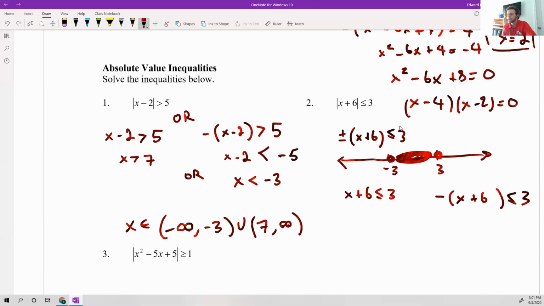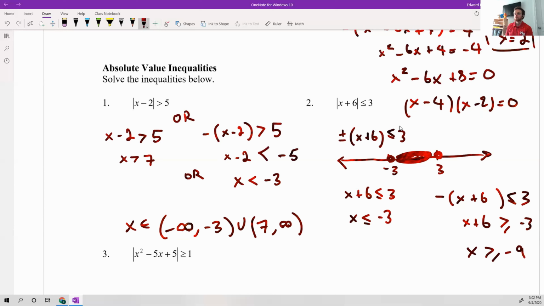Right. So let's go ahead and subtract 6. And we get, what do we get? Negative 3. So x needs to be less than or equal to negative 3. And then if I divide by negative 1, I get x plus 6 is greater than or equal to negative 3. I have to switch the sign. And then if I subtract 6 again, I get x is greater than or equal to negative 9.